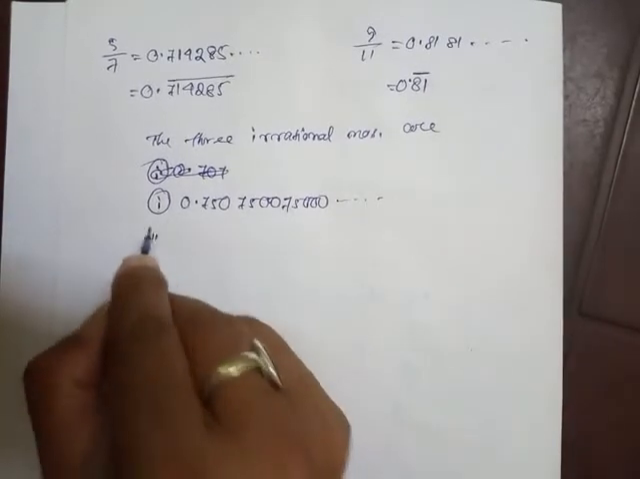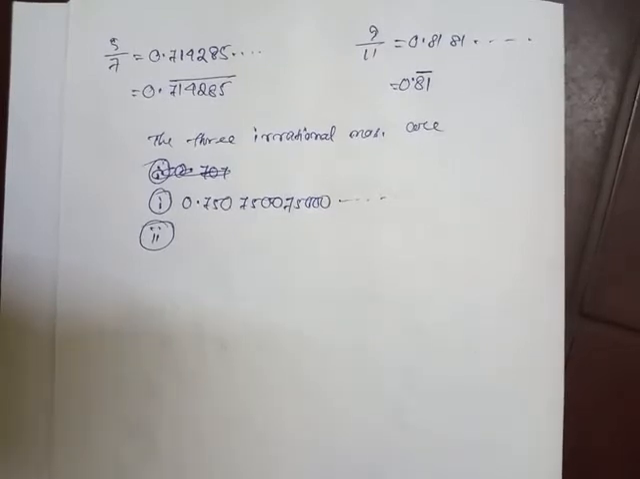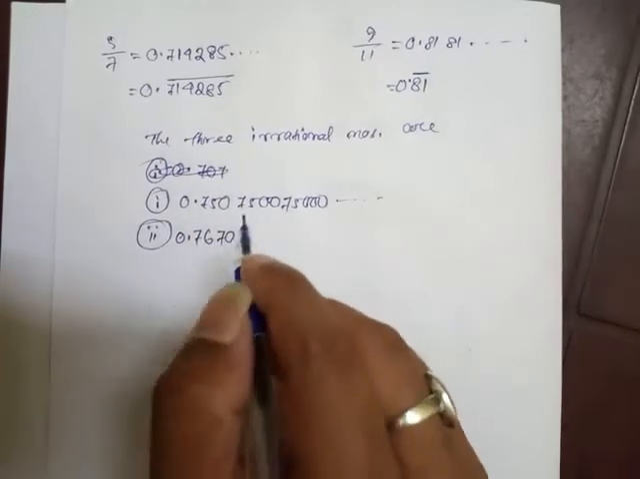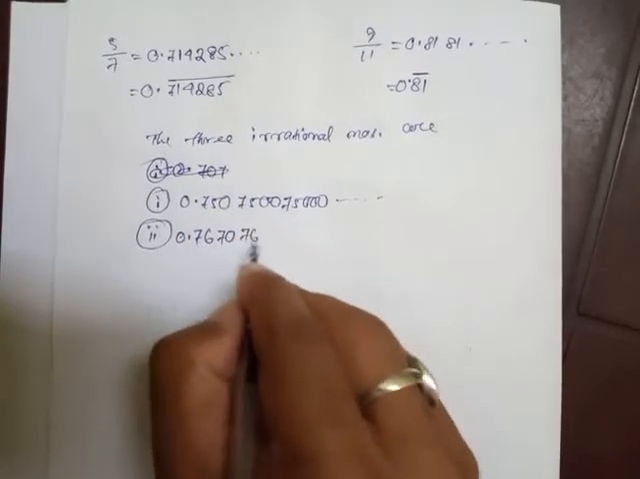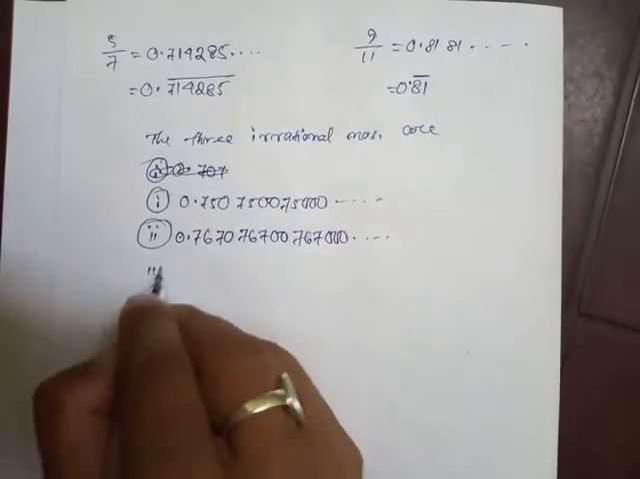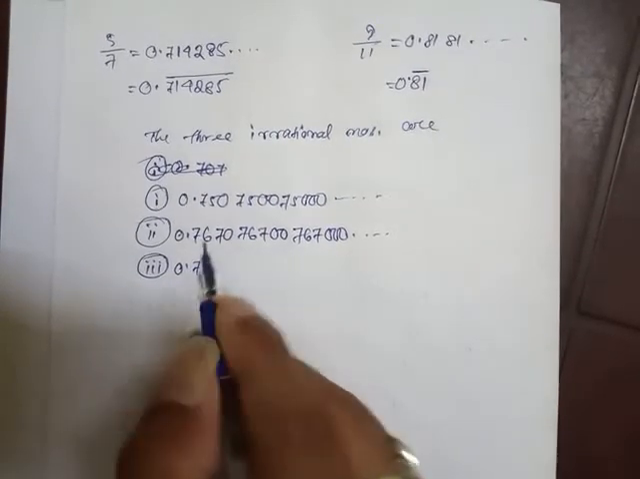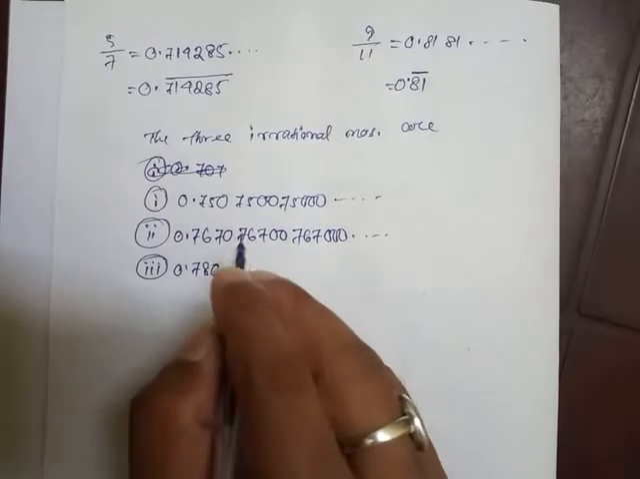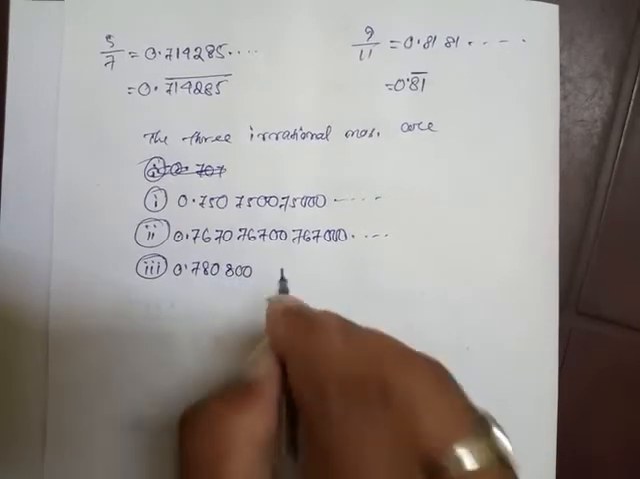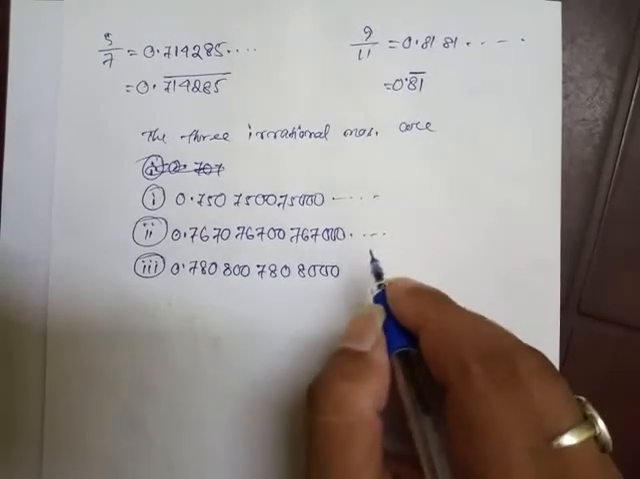Second one would be 0.76, then 0.7670, then 0.76700, then 0.767000, like this. Now Roman 3, the third one would be 0.78, then 0.780, 0.7800, then 0.78000, like this. This will go on.